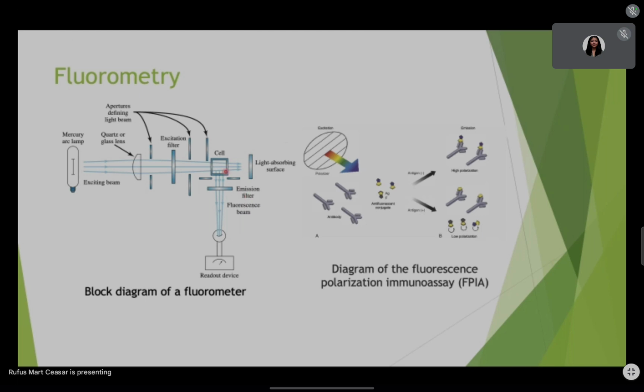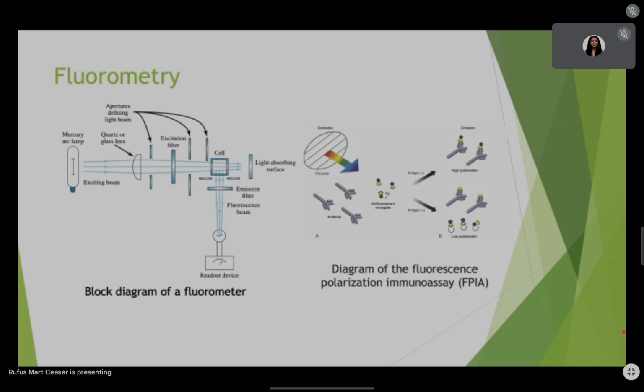Ito ay isang block diagram na kinuha ko sa Skoog from a fluorometer. So, ayun nga, fluorescence intensity is measured with the use of a fluorometer or a spectrofluorometer. The instrument contains the same components found in an absorbance photometer. Pero ang difference, mamaya explain natin. But there are some important differences nga. Yung isa dyan ay ang fluorometer uses filter monochromators to isolate emission wavelength, whereas a spectrofluorometer uses a diffraction grating.